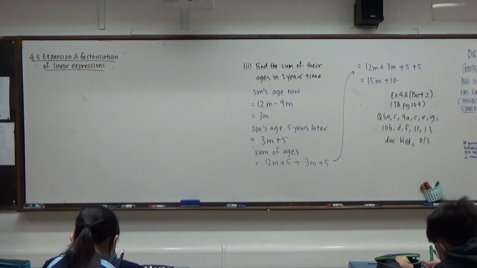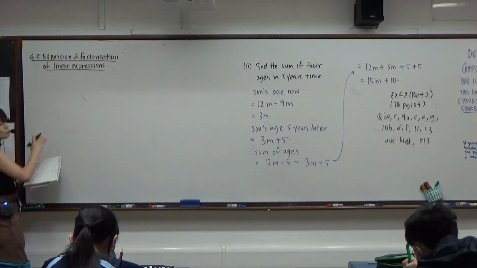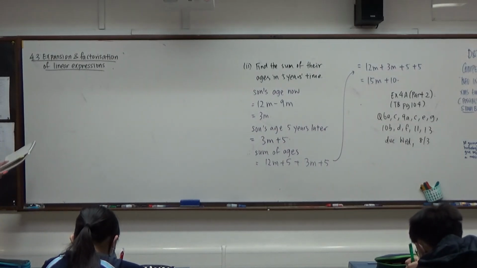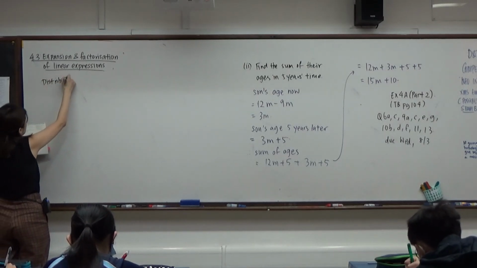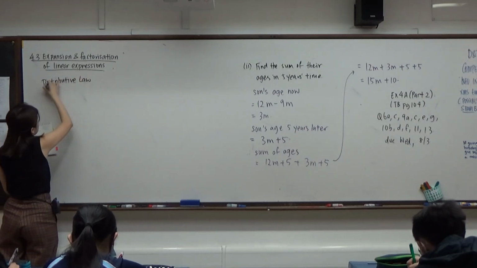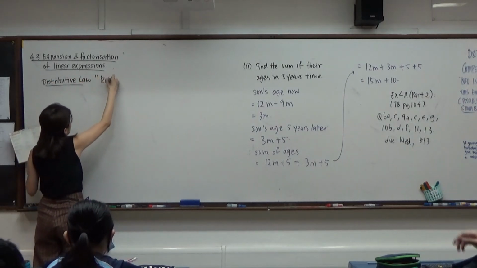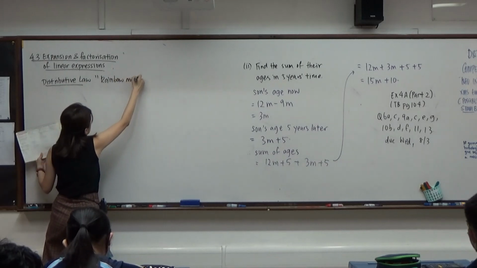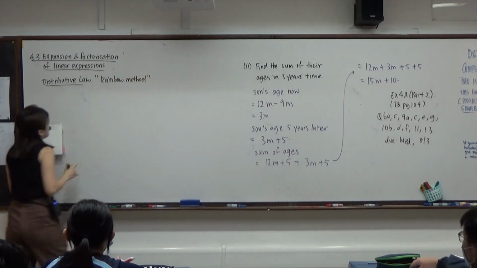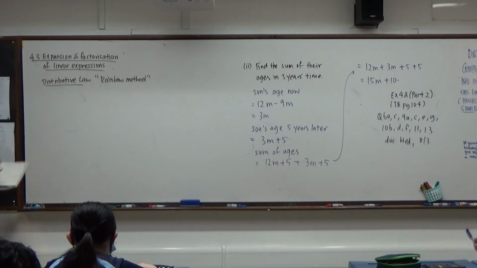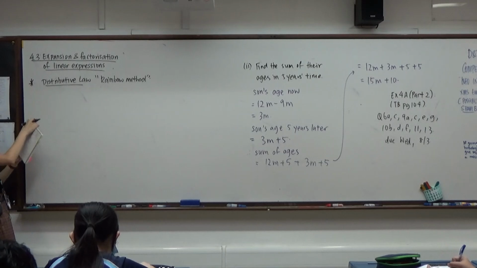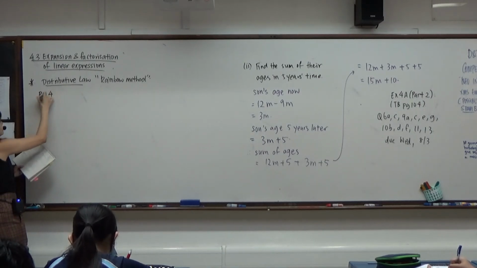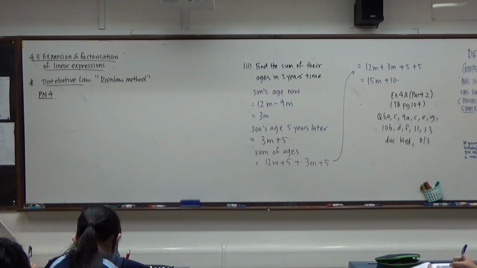Alright, we have this thing called a rainbow method. That's something that I like to call it. Formally it's called the distributive law. Personally, I call it rainbow method. Let's look at some examples before I summarize for you what the distributive law or rainbow method says.